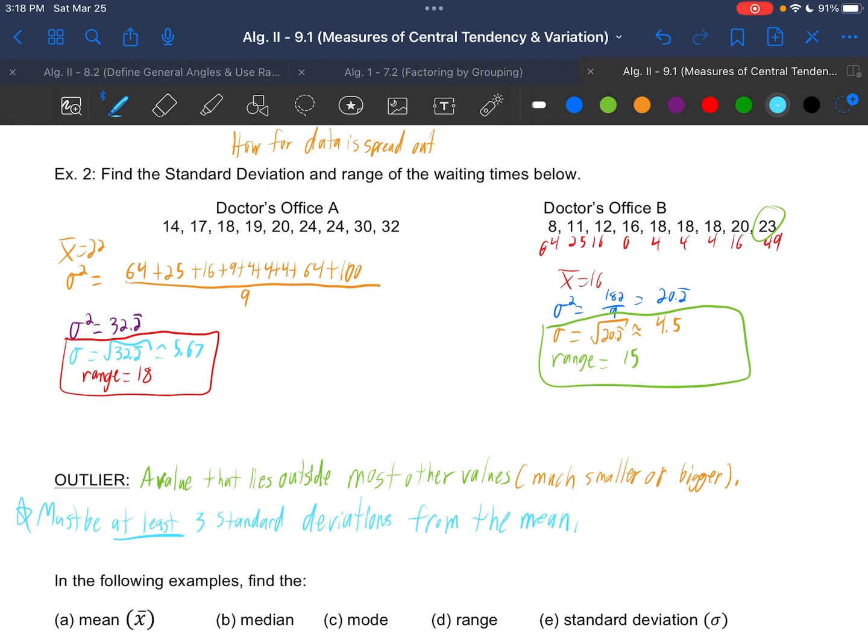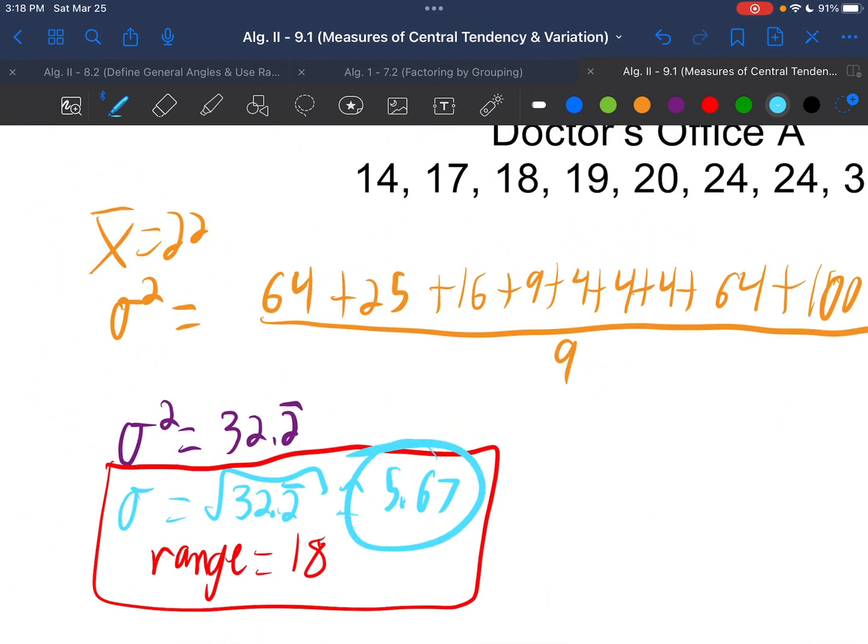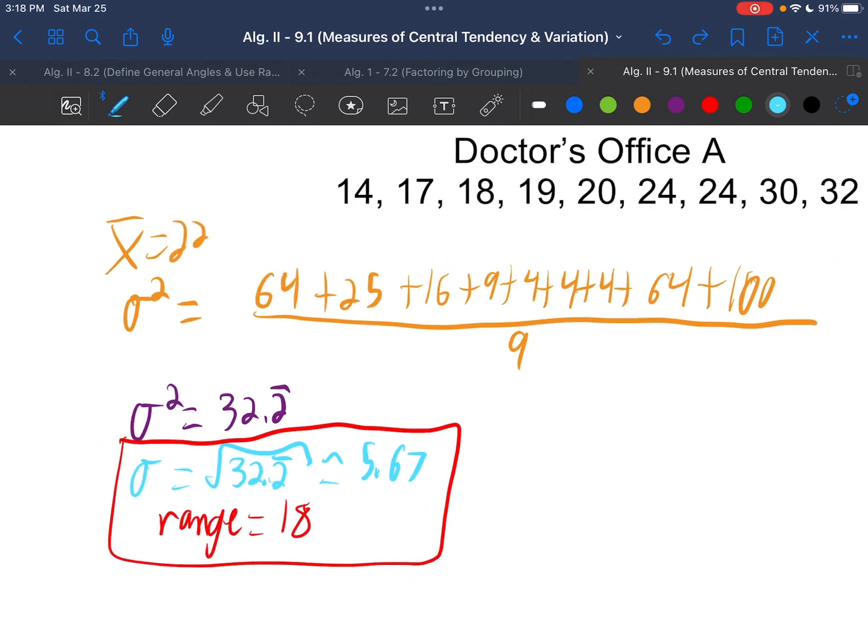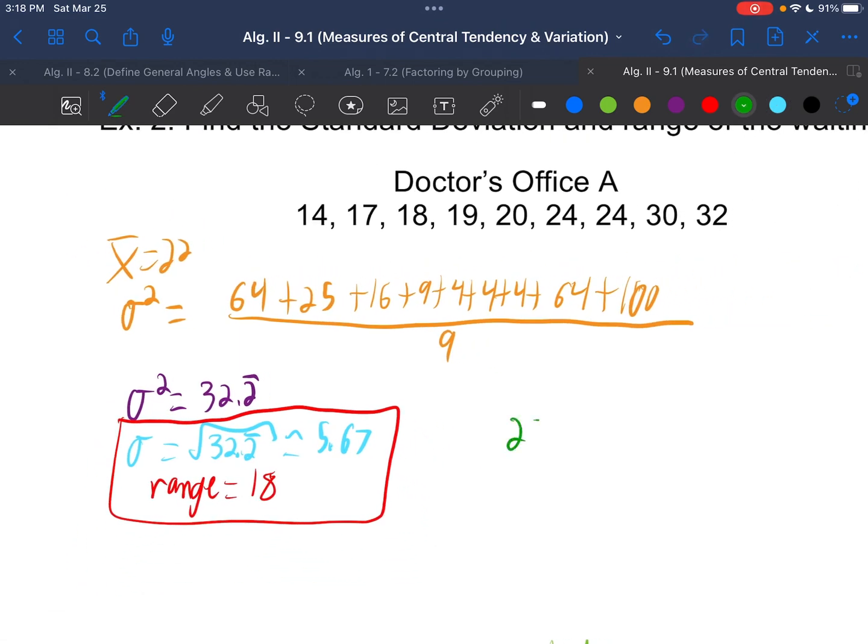So for example, for doctor's office A, you'd say the mean was 22, okay? Well, 3 standard deviations away would be 3 times 5.67. So if we were to have any outliers, they would be smaller than 22 minus 3 times 5.67, or bigger than 22 plus 3 times our standard deviation of 5.67. So you take your mean and you subtract 3 times standard deviation and add 3 times standard deviation to figure out if any number is outside of those two, it would be considered an outlier and thus skewing the data because of it.